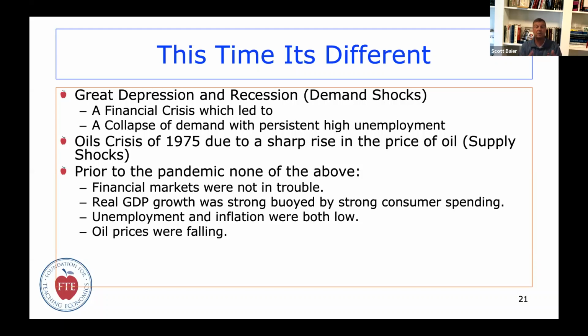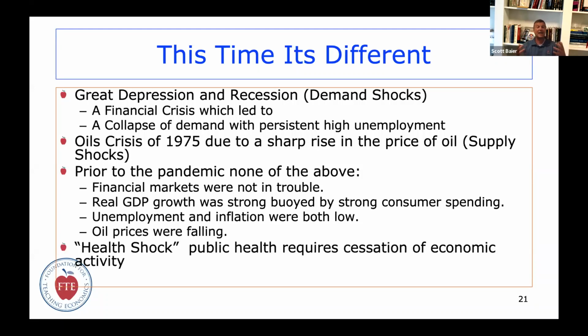Real GDP growth was hovering around 2.5%. Inflation was low and unemployment was low. And again, kind of the sweet spot of where we had been. So again, what we had was a well-functioning economy and then a shock by nature, a health shock, that impacted the public health side. And so what this health shock needed was a cessation of economic activity.